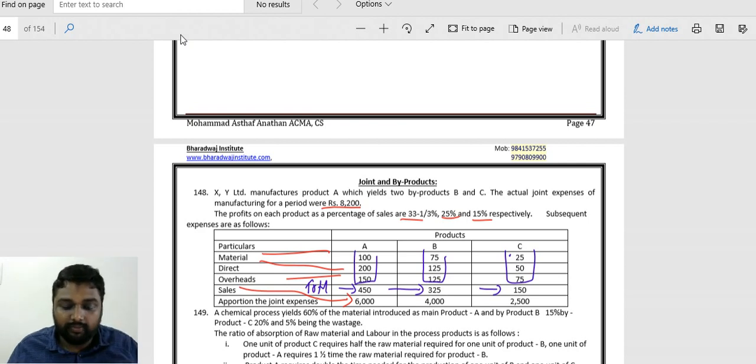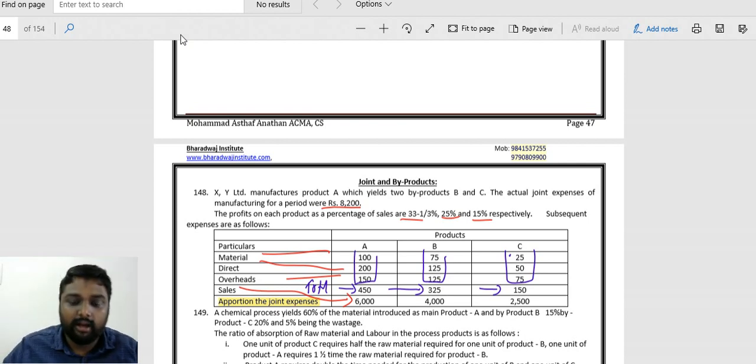We'll start. Apportion the joint cost. The question is asking what? Apportion the joint expense. See, my first question, is this question specifically telling any method? No. Since the question doesn't specifically tell any method, this will be what? Reverse cost.